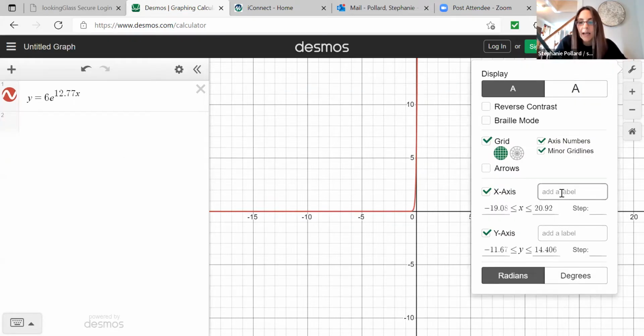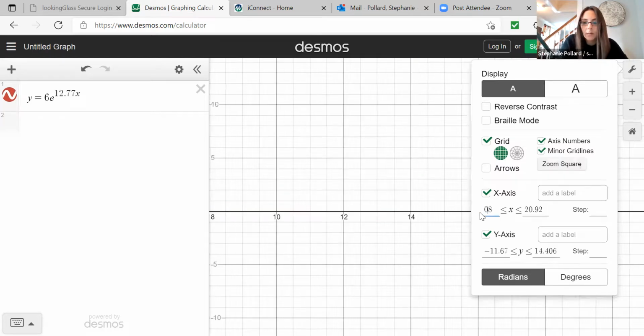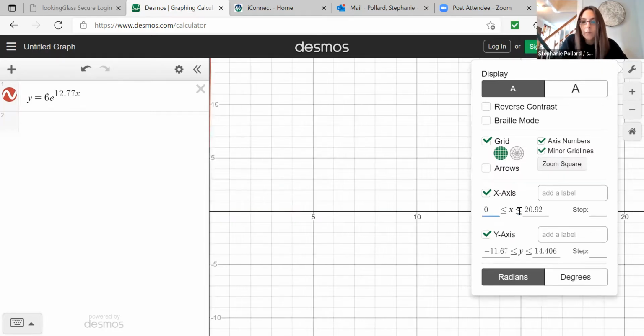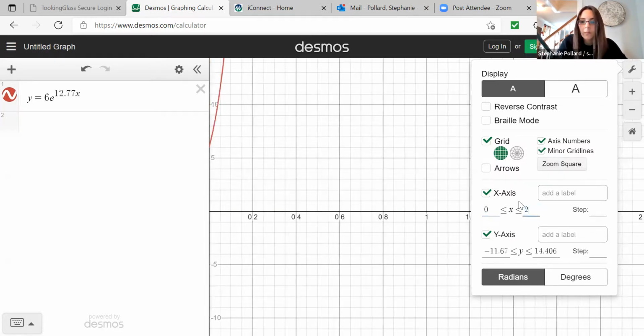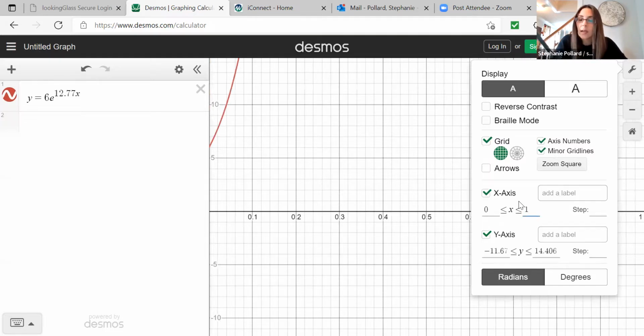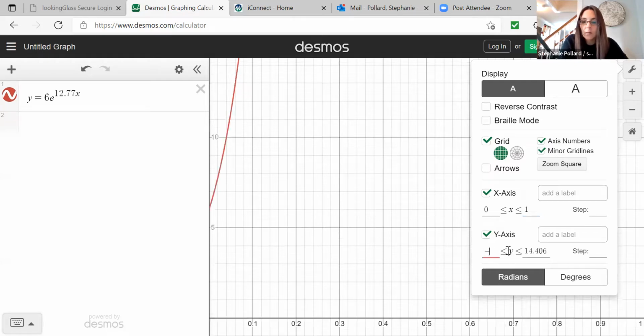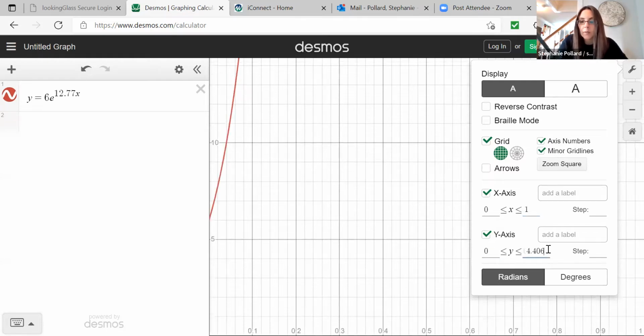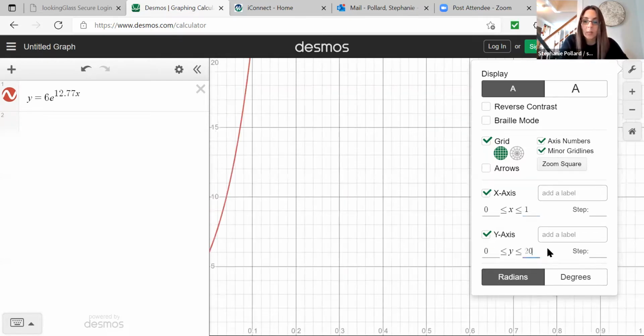All right, so for our x-axis, let's go from 0 to 2. Because our answer is 0.08. So let's go from 0 to 1 actually. And then for our y-axis, we're going to start at 0, and let's go up to maybe 20, because our answer was 17 there.